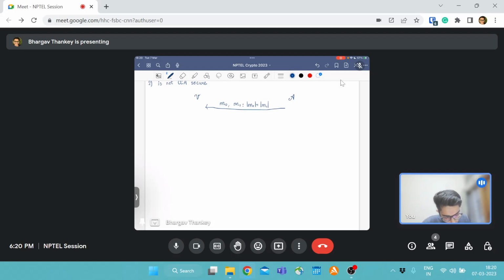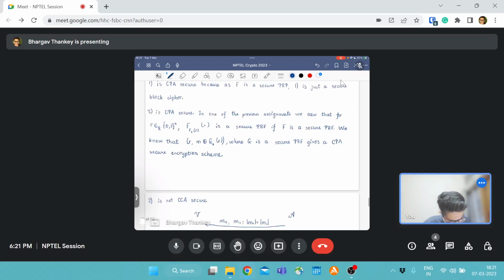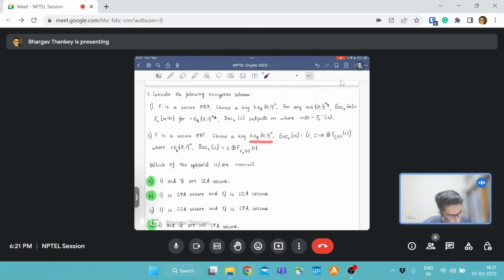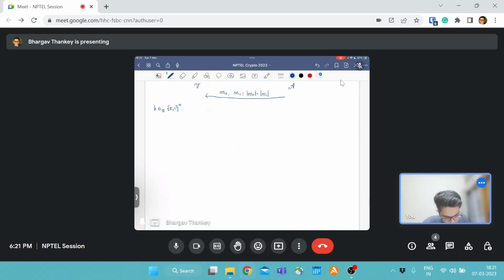Okay. What does the verifier do? The usual thing. It picks a key uniformly at random from 0, 1 to the n. Nothing is given, so let's just assume the key is in 0, 1 to the n. And it tosses a random coin B. Then it picks R uniformly at random from 0, 1 to the n, and computes C equal to MB XORed with F K R, and sends R, C to the adversary.